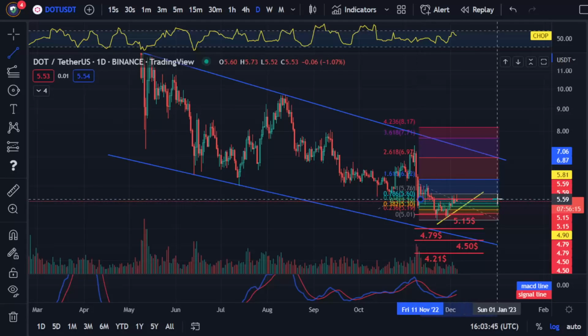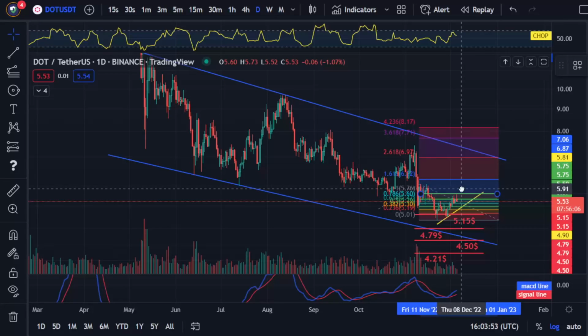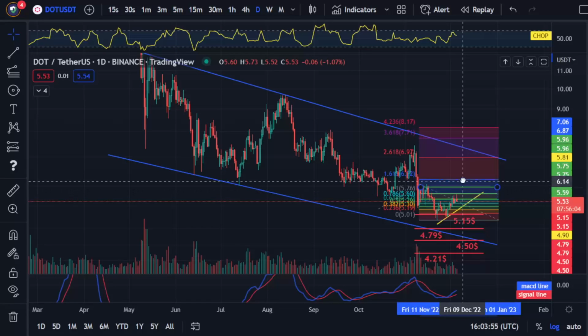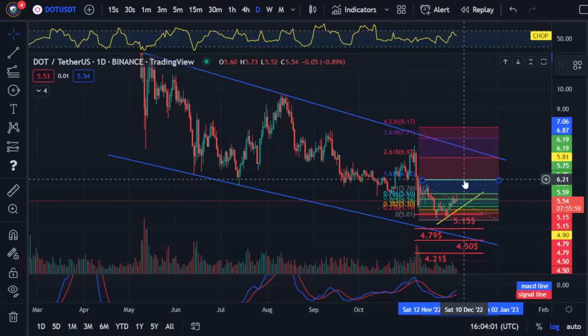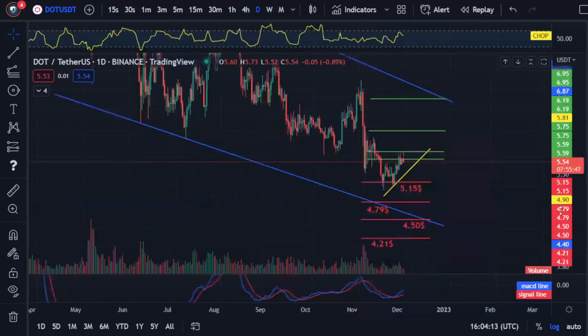Looking the other way, we will check in the same way what resistances to take into account. The first resistance is at $5.59, the second resistance is at $5.75 where the price reversed down, then at $6.19 and $6.95.